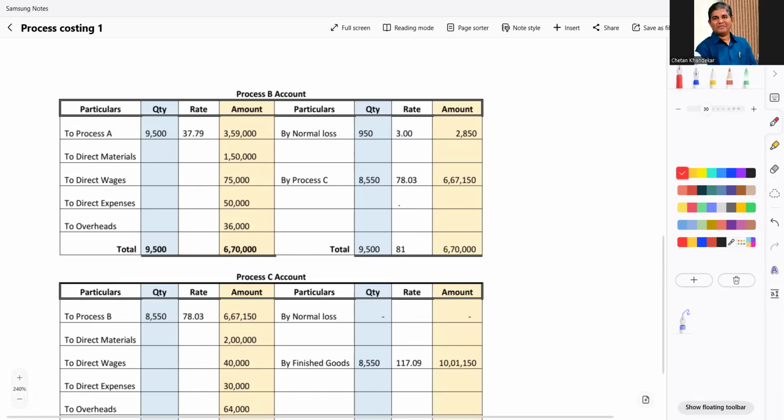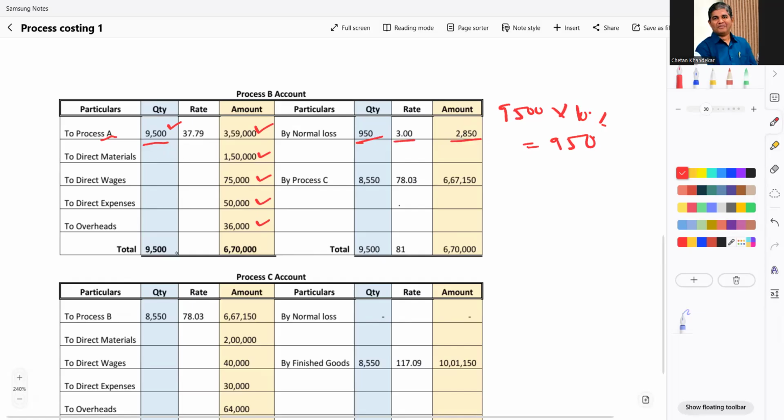Here you can see output is transferred from process A. Here it is mentioned to process A account. Output transferred is rupees 3,59,000. Then all these expenses are shown here as they are mentioned in the question. Here normal loss is 10%. This 9,500 is the number of units input and normal loss is 10%. So 9,500 into 10%, this normal loss shall be 950, which always depends on the quantity input in the particular process. So amount comes to 2,850 because scrap value given is rupees 3.